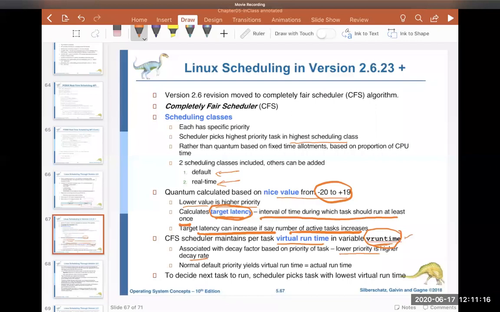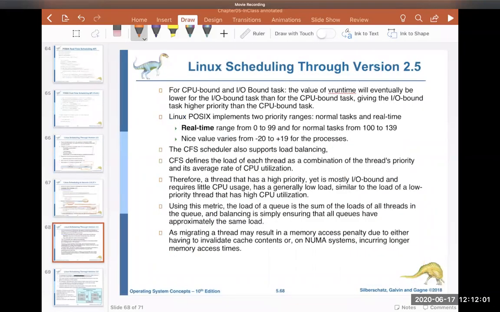Based on this, to decide which task to run, the scheduler picks the task with the lower virtual runtime. So you can see if a task has the lowest priority, then its vRuntime would be higher, and if the task is of the highest priority, then the vRuntime would be lower. So for scheduling, the scheduler looks at this particular variable to allocate the CPU to the process. This is how the CFS scheduler performs its duty for CPU bound and IO bound tasks.